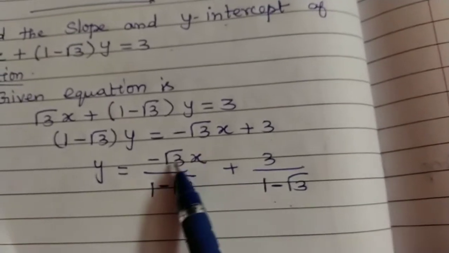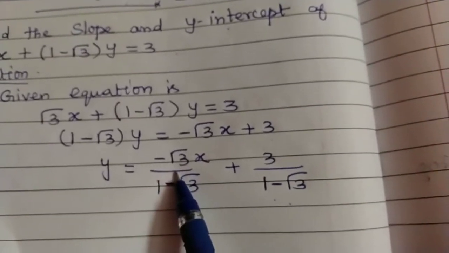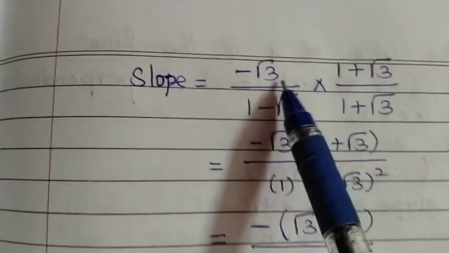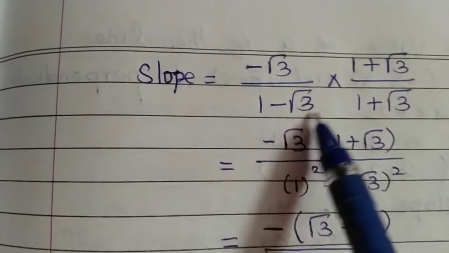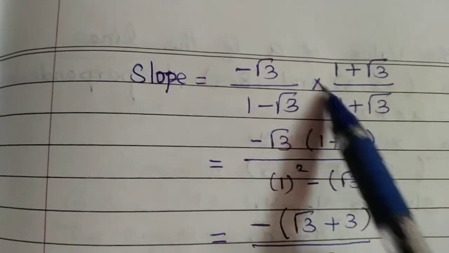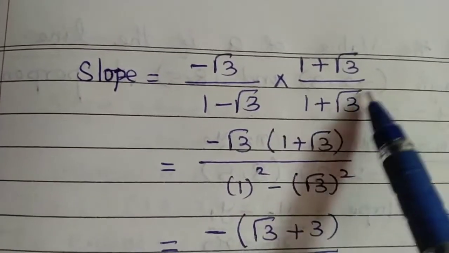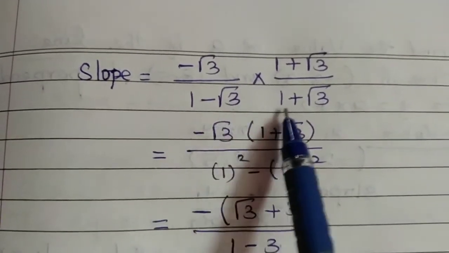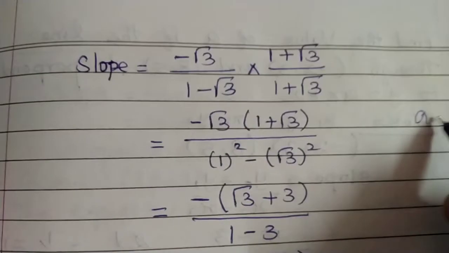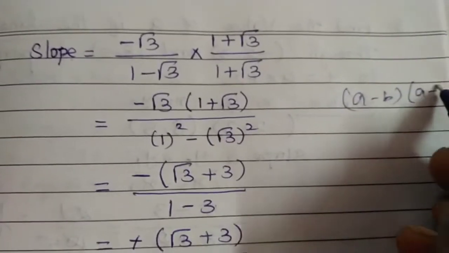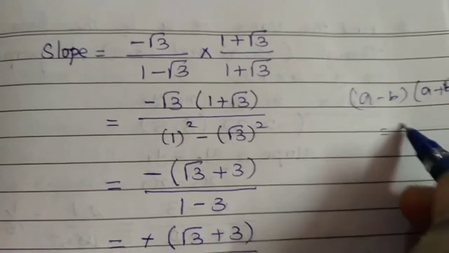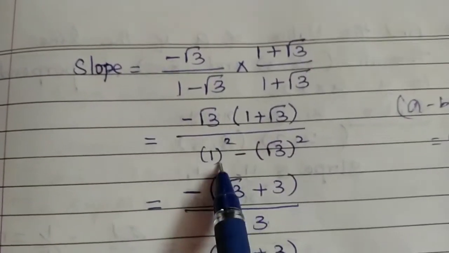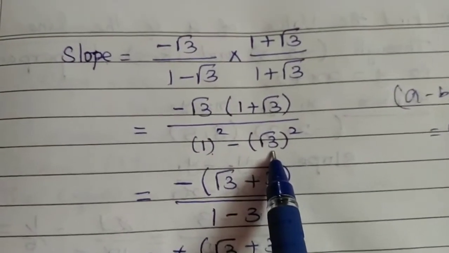See that one? The x coefficient is m, that is the slope, plus c, this one is the y-intercept. Slope equal to minus root 3 divided by 1 minus root 3. Here the denominator is an irrational number, so multiply by the conjugate, 1 plus root 3 divided by 1 plus root 3. Here minus root 3 into 1 plus root 3. The denominator is in a minus b, a plus b form. What is the formula? a minus b, a plus b equals a squared minus b squared. A square means 1 squared minus b squared means root 3 squared.